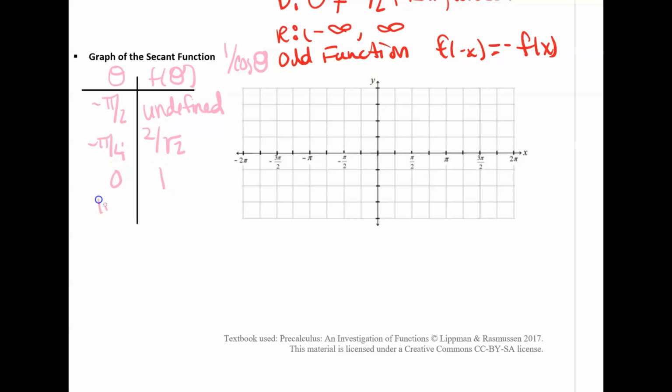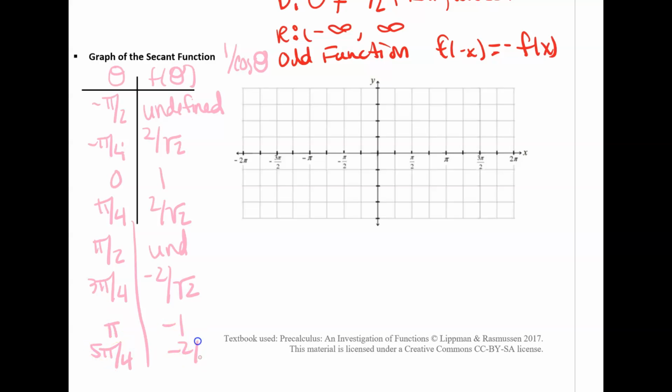0 is at 1. Pi over 4 is at 2 over square root of 2. Pi over 2 is undefined. 3 pi over 4 is -2 over the square root of 2. Pi is at -1, and 5 pi over 4 is at negative 2 over square root of 2.